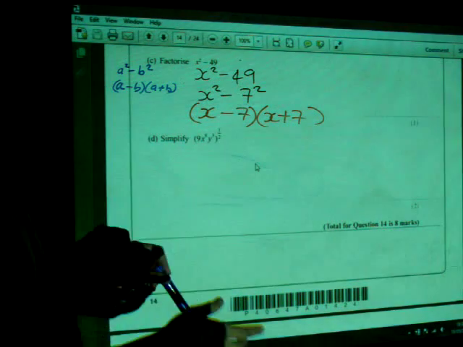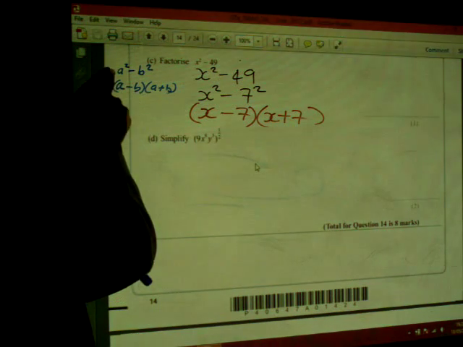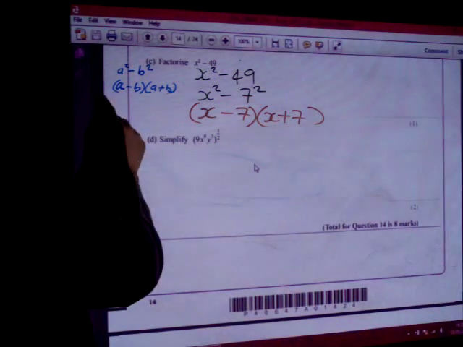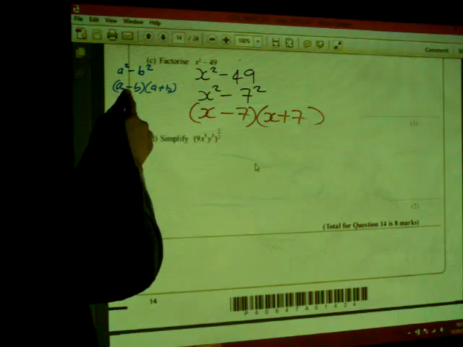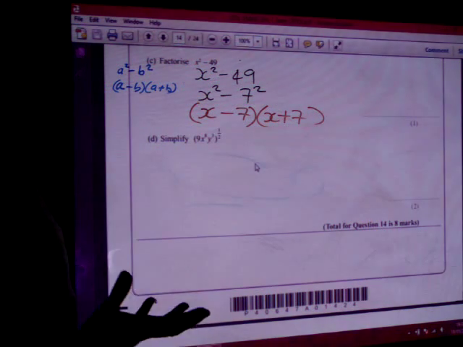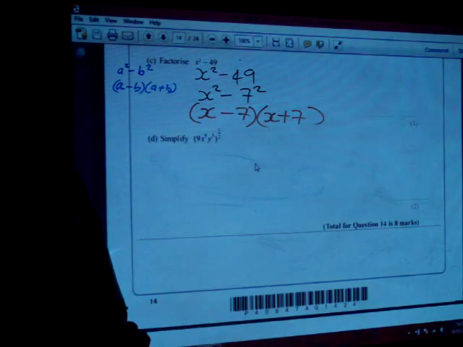So algebraically, a squared minus b squared, when you factorize that, it gives you a minus b, which is the a copy down, the minus copy down, the b copy down, and then you duplicate the brackets, and where you have a minus, you put a plus. So that's a template, if you want to call it, like a formula. It's a standard way of doing that type of question.